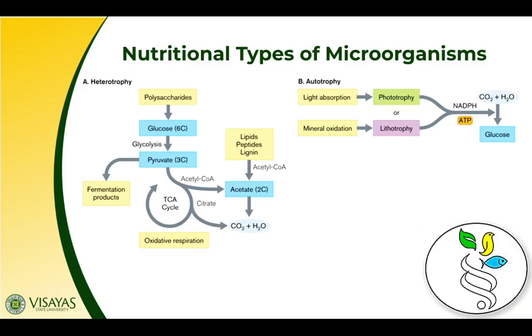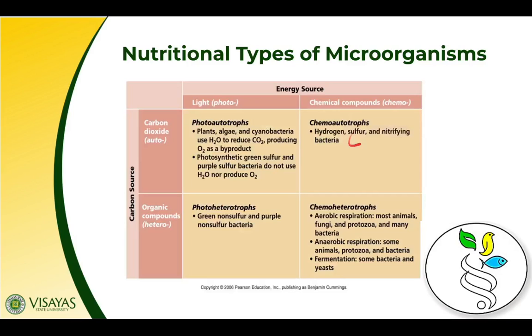So, light plus carbon dioxide, photoautotrophic organism. Chemical compounds and carbon dioxide, chemoautotrophic organisms. Light as source of energy and organic compounds as carbon source, photoheterotrophs. Chemical compounds as source of energy and organic compounds as carbon source, the organisms are chemoheterotrophs. So I hope you should be able to remember those nutritional types of microorganisms.